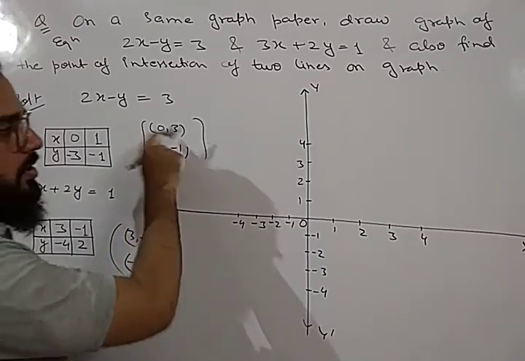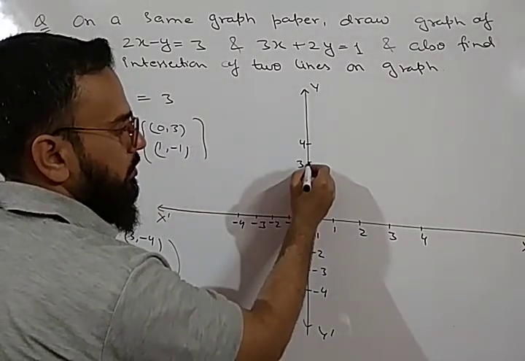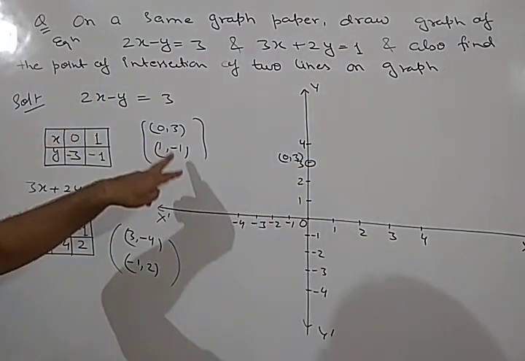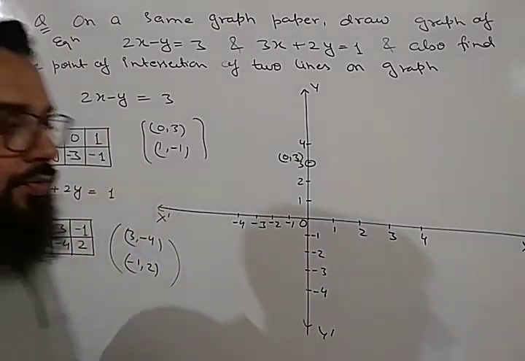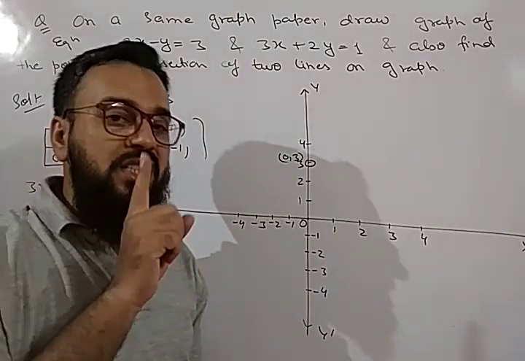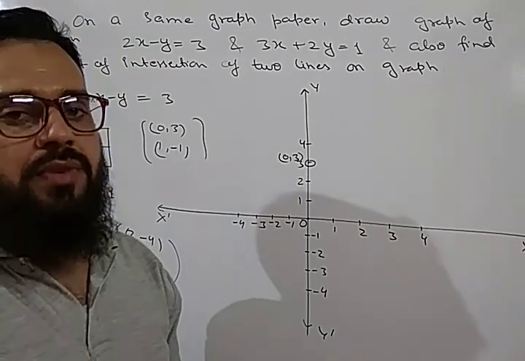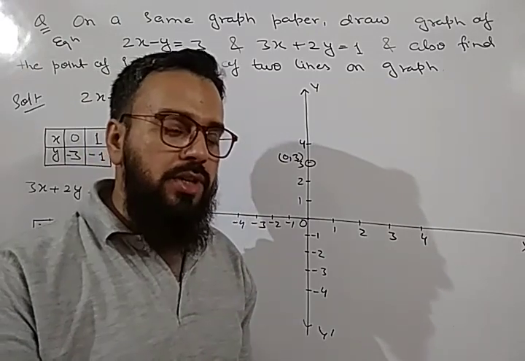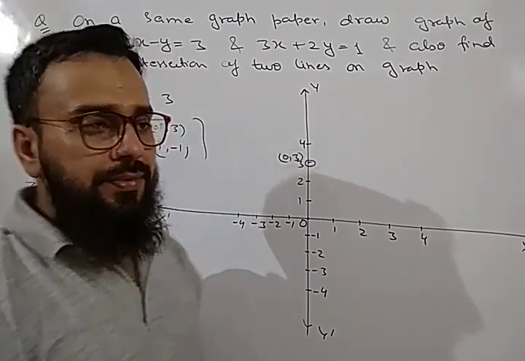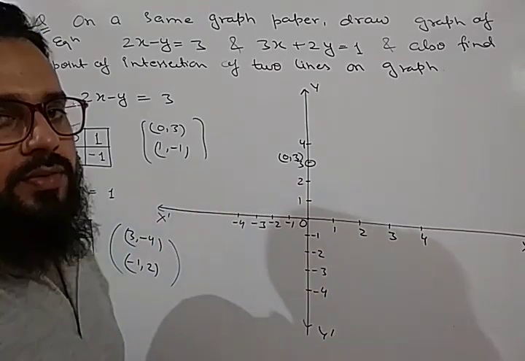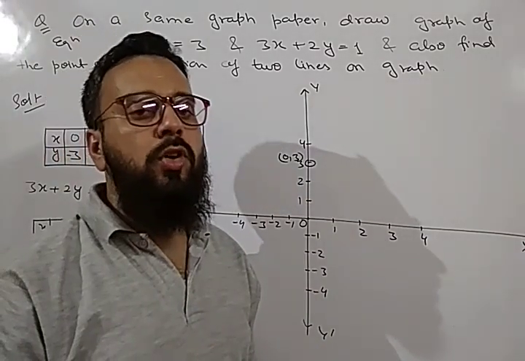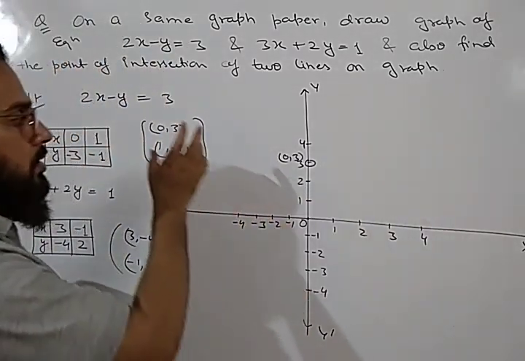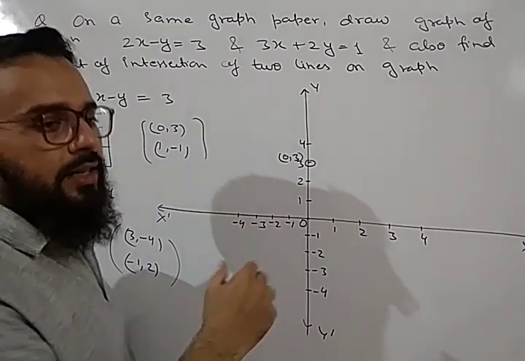This is for the second equation and these are for the first equation. So let us plot first 0, 3. So x equal to 0, y equal to 3. This will be our first point 0, 3. Then the second ordered pair of the first equation. First you will plot both the ordered pairs of the first equation and complete the graph of the first equation. Then you will move to the second equation. If you take both the equations together, then you will get confused. Probably you may not be able to draw the graph exactly. So it is better to first draw the graph of the first equation, then go to the second equation.